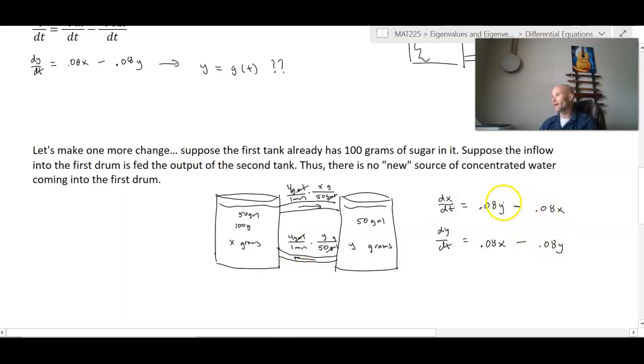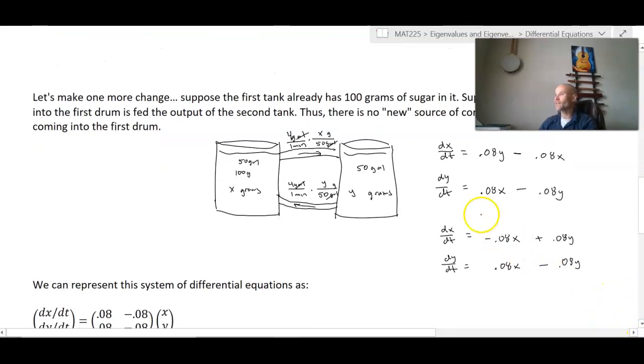Now, because I'm going to want to put this, as you can tell, into matrix form, we are doing linear algebra here, I want to make sure that my variables are in the right order. So dx dt equals negative 0.08x plus 0.08y, and then dy dt equals positive 0.08x minus 0.08y.